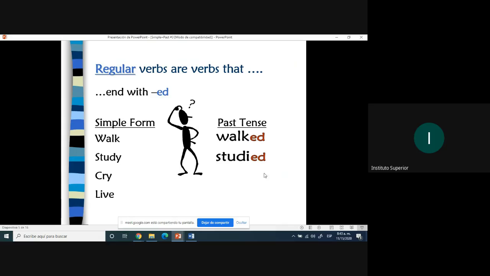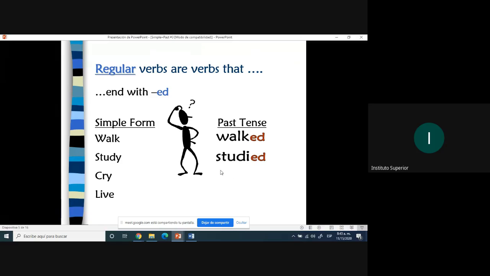How will be the pronunciation of this word? How will it end up? Study. Come on, help me out. Don't leave me alone. ¿Cómo sería la palabra? Study. Guys, don't leave me alone.